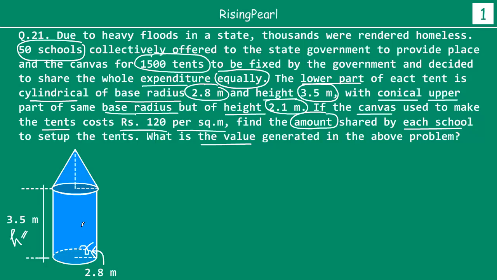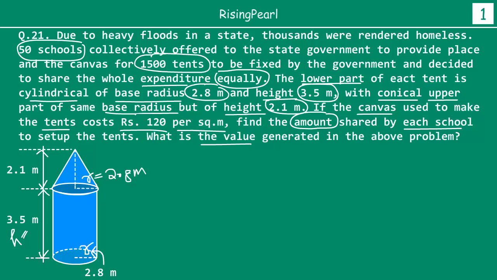So we have a cylinder at the bottom and a cone at the top. Now what is given for the cone? The cone has the same base radius as the cylinder, and the height of the cone is 2.1. So this is the height of the cone, 2.1, this is the height of the cylinder, 3.5, and the base radius for the cone is the same as that of the cylinder, so it should be 2.8 meters.